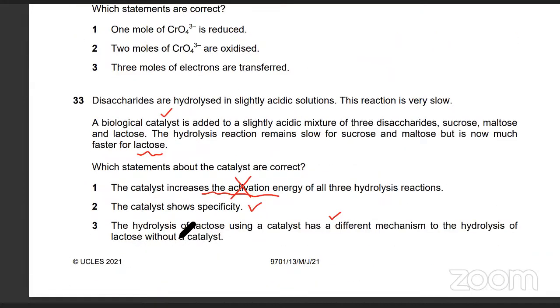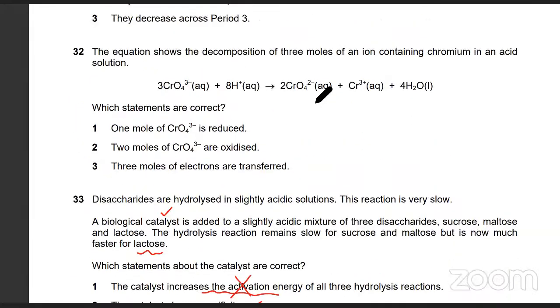Now, you will part clear this one. Yes, sir. So this one, the equation shows the decomposition of 3 moles of an ion containing chromium in an acid solution. Which statements are correct? So 1 mole of CrO4 3-. First thing, what is the oxidation state of Cr in CrO4 3-? You're always sure about oxygen, it's -2. So Cr is unknown, oxygen is -2, times 4. The individual oxidation states must add up to the total charge. So what do you get? It's -8, and so Cr is +5.